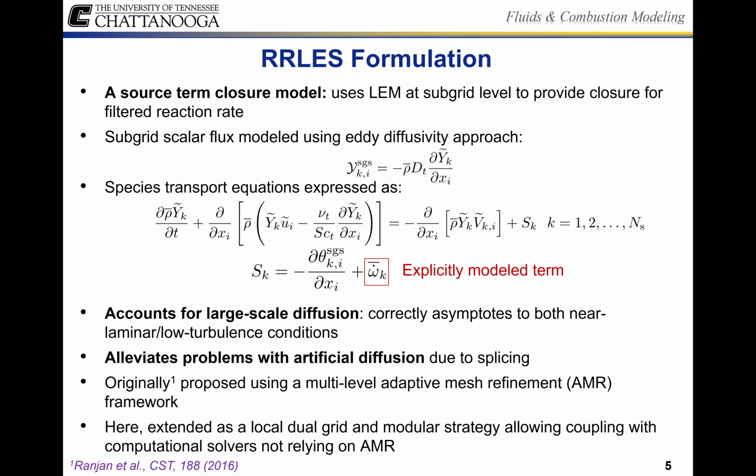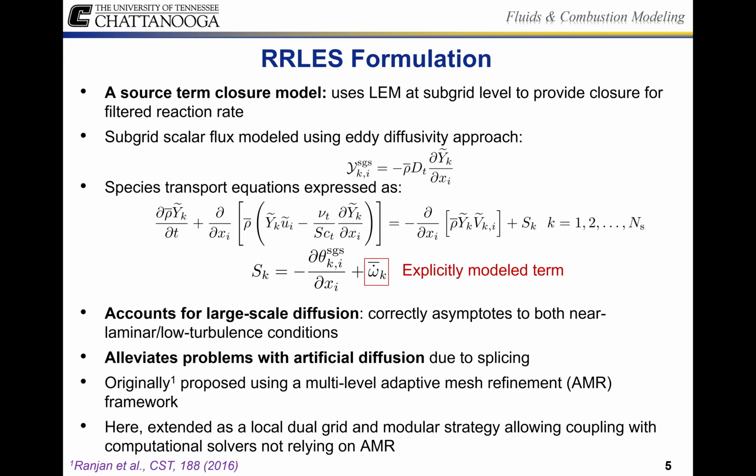So now that we've talked about LEMLES, now we're going to talk about RRLES, which is the modified version. RRLES stands for reaction rate large eddy simulation. In this model, the species transport equation is used as in most other conventional LES, except that the term S sub k is modeled differently.